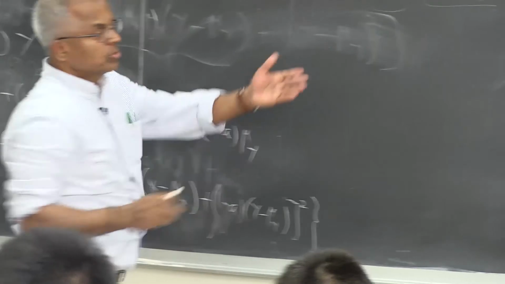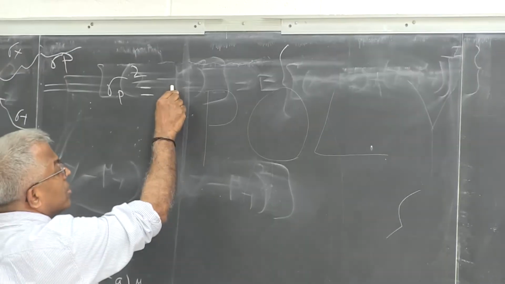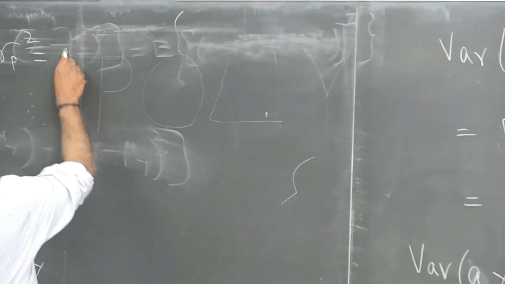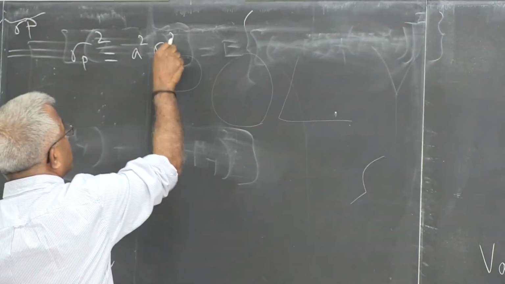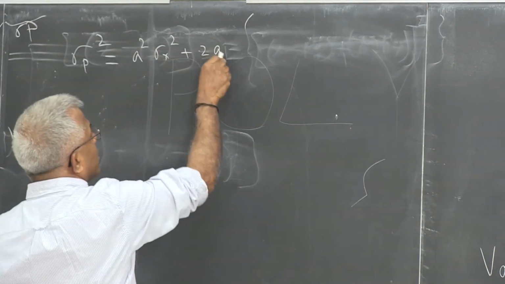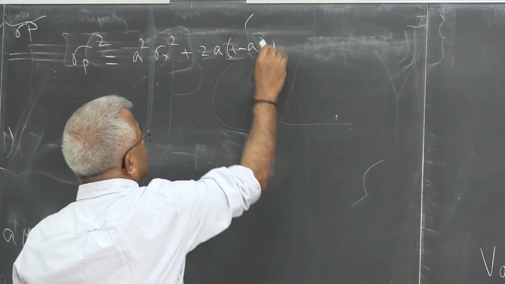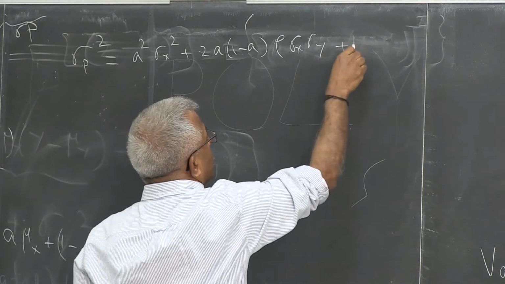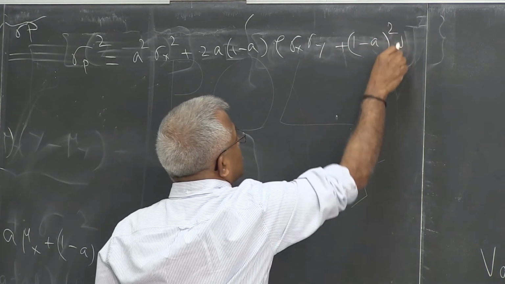Anyone? You can just borrow from there. What is it? It will be exactly this, right? Yes. So this is A squared sigma X squared plus 2A(1 minus A) rho sigma X sigma Y plus (1 minus A) squared sigma Y squared.